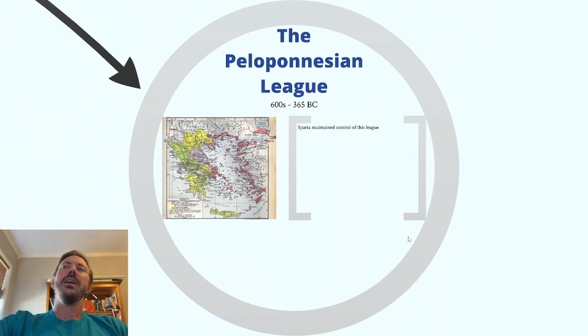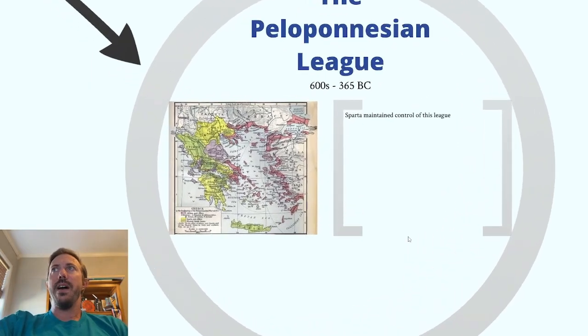And that is the league that is based on the Peloponnesian Peninsula, and it is the contrast to the Delian League, which is controlled by Athens. The Peloponnesian League will be controlled by Sparta. It goes from 600s to 365 BC.